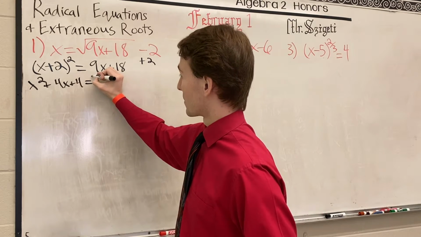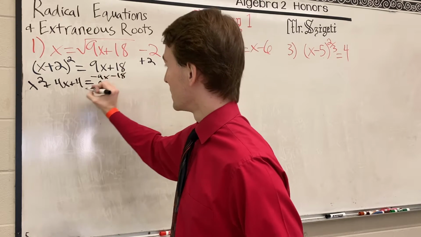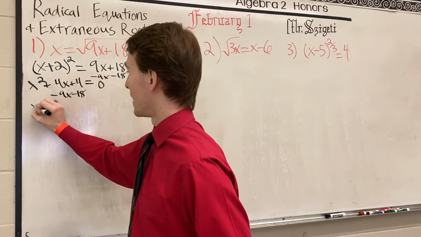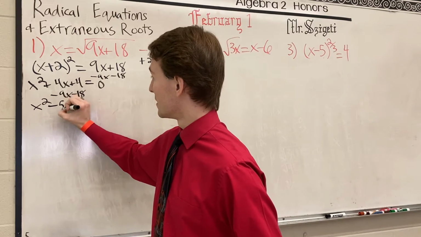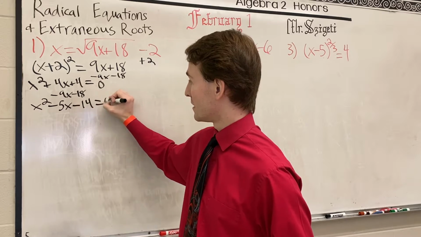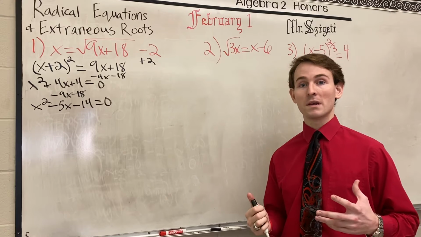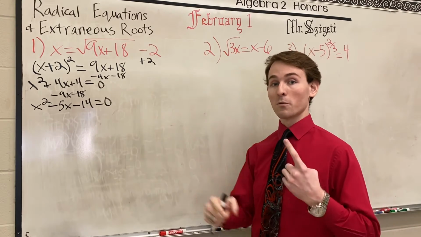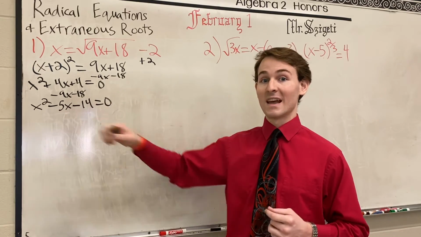So the next thing that I'm going to have to do is take away 9x and take away 18. So that's what I'm doing over here. So now I have x squared, 4 minus 9, or negative 5x, 4 minus 18, negative 14 is equal to 0. So now I can go ahead and factor that. So I need to find the two things that multiply together that give me negative 14, which means one will be positive, one will be negative, and then they also need to add together to be negative 5.